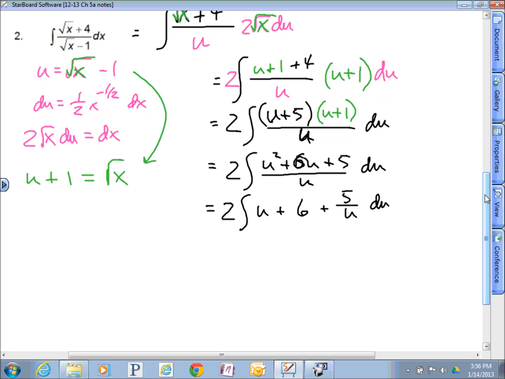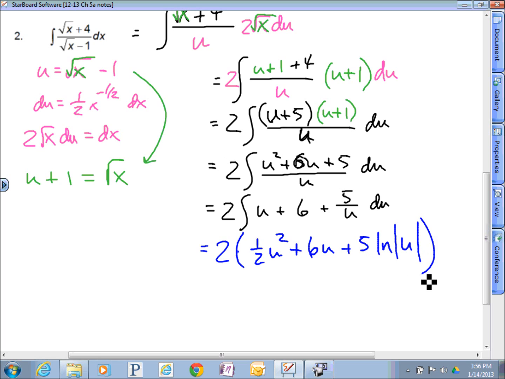They absolutely are. So let's see, integrating this thing. I've got a 2 for a constant, and I'm going to be multiplying this by 1/2 u squared plus 6u plus 5 natural log absolute value of u plus my c. Plug your u's back in. I'm going to distribute the 2. So I've got u squared plus 12u plus 5 natural log absolute value of u plus my c. Whoops, I better change that 5 and make it a 10.